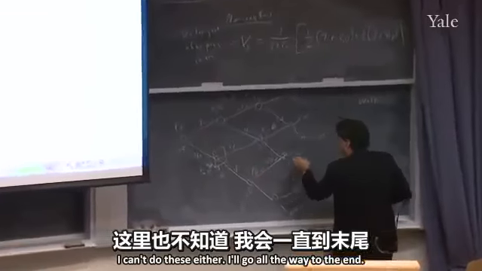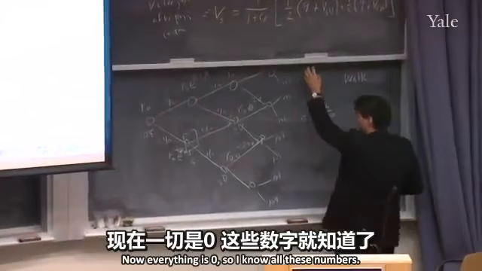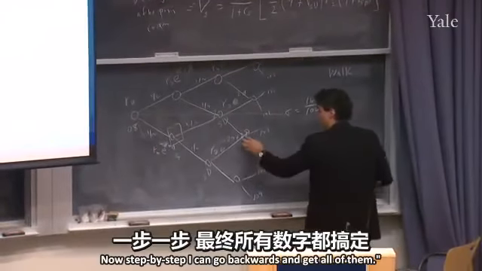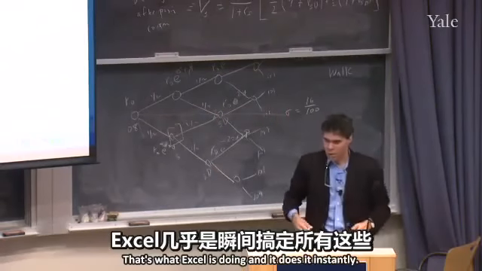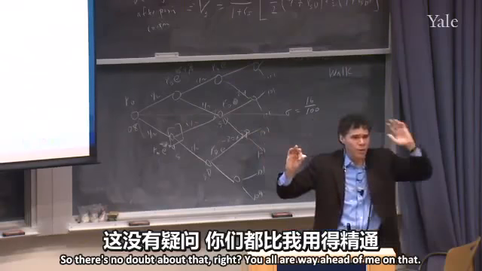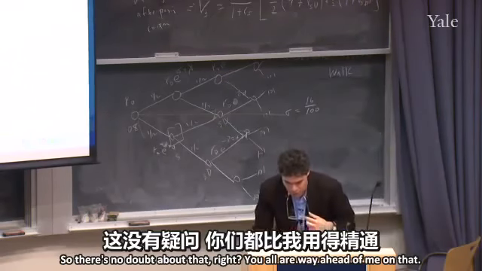I can't do these either. I'll go all the way to the end. Now everything's 0, so I know all these numbers. Now, step by step, I can go backwards and get all of them. That's what Excel's doing, and it does it instantly. Okay, so there's no doubt about that, right? You all are way ahead of me on that.